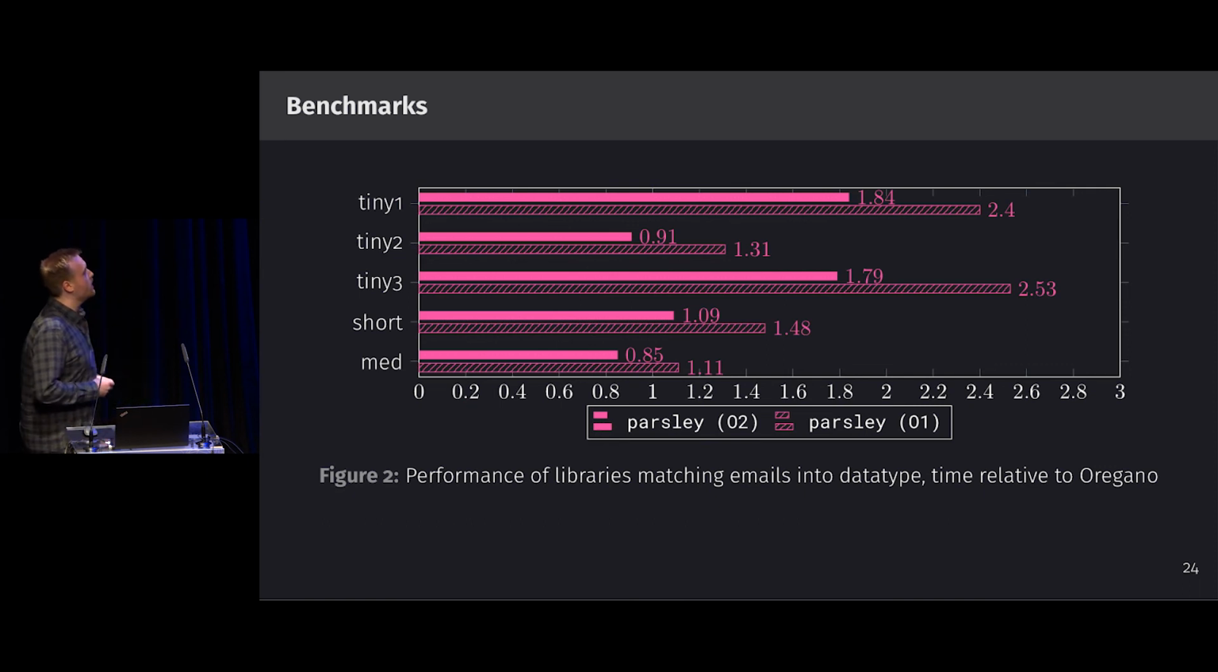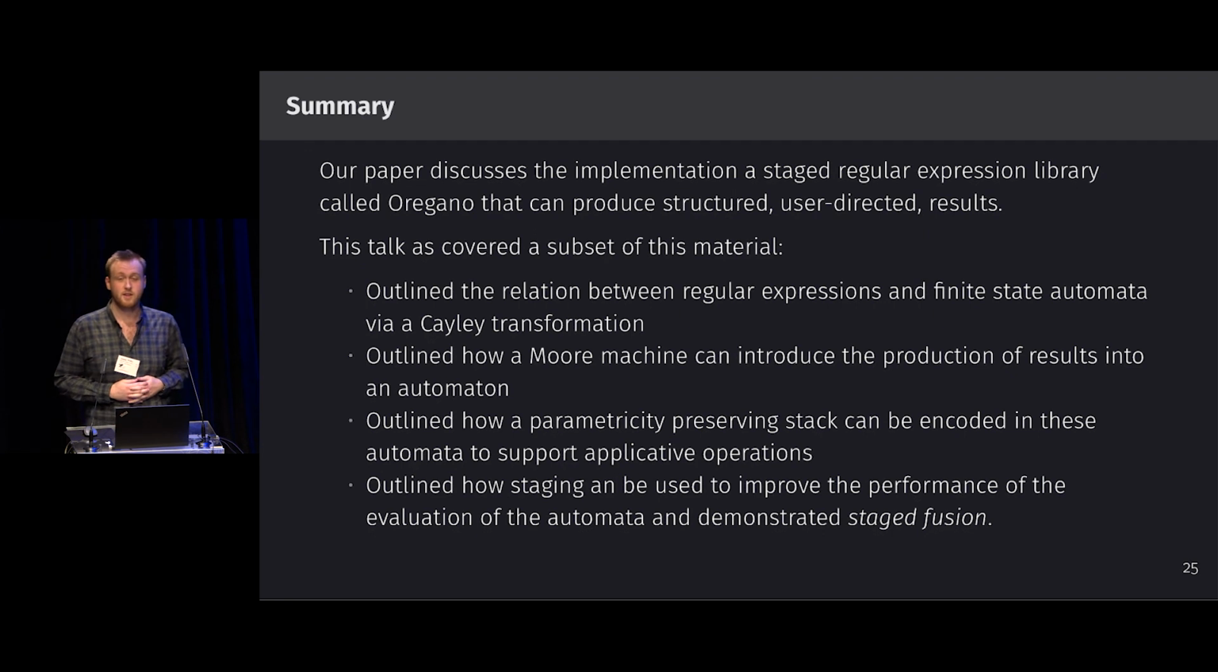So in summary then, we've discussed the implementation of a staged regular expression library called Oregano for regular expressions that can produce structured user-directed results. And I've covered a subset of this material here. So I outlined that relationship between regular expressions and finite state automata, and the paper goes into more detail about that. I've outlined how more machines can introduce results and how we can use heterogeneity and parametricity preserving stacks to actually encode applicative operations in these. And I've outlined how staging can be used to improve its performance, including the effect of staged fusion on the generated code comparing different semantics. But more detail on that can be found in the paper.